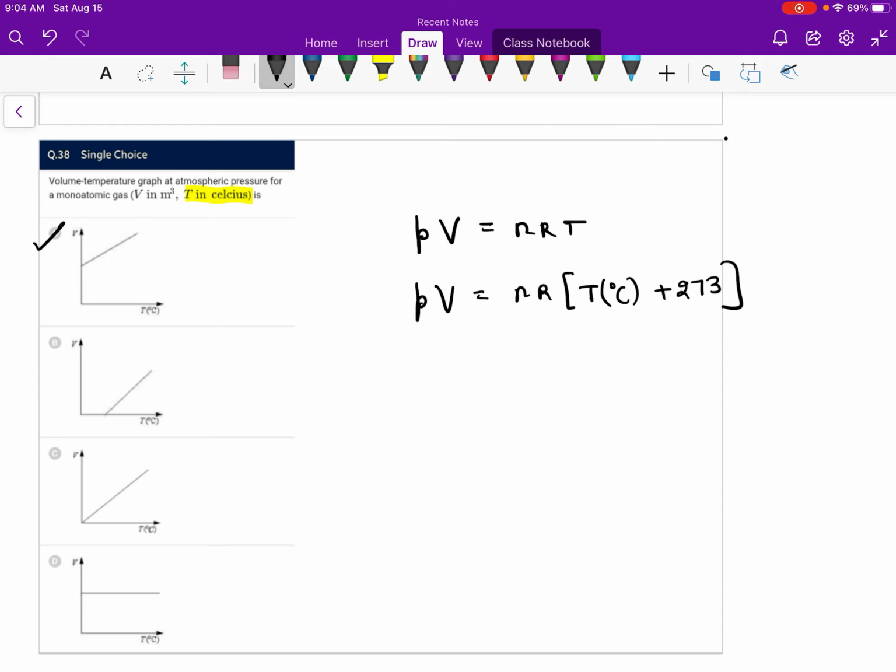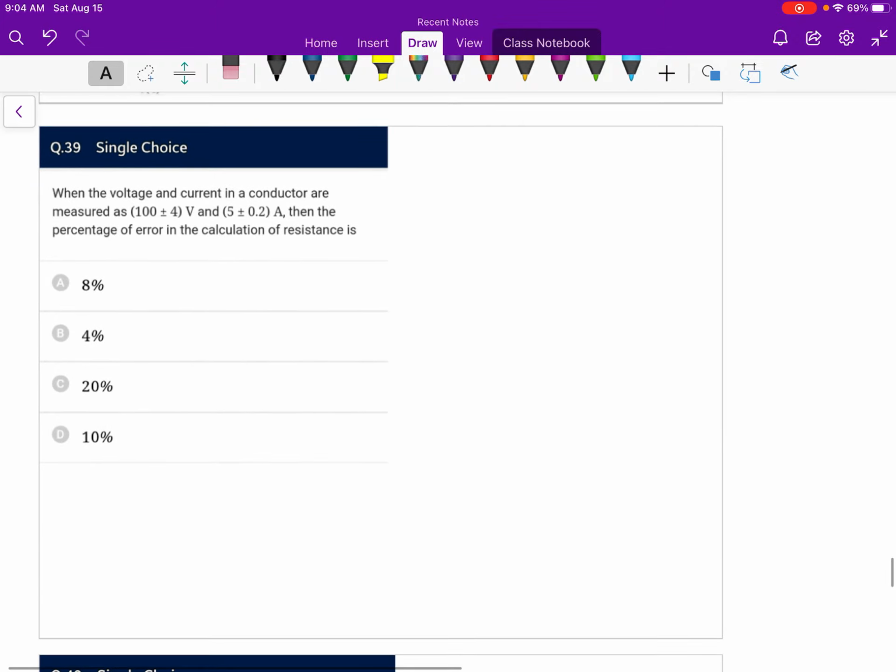When temperature is 0 degrees Celsius, volume has some non-zero, positive value, so A is the correct option.